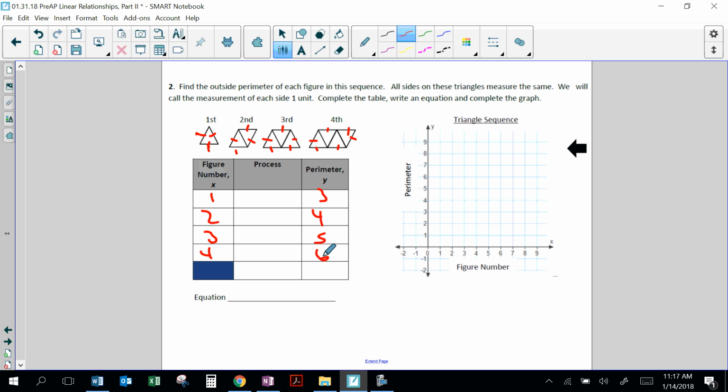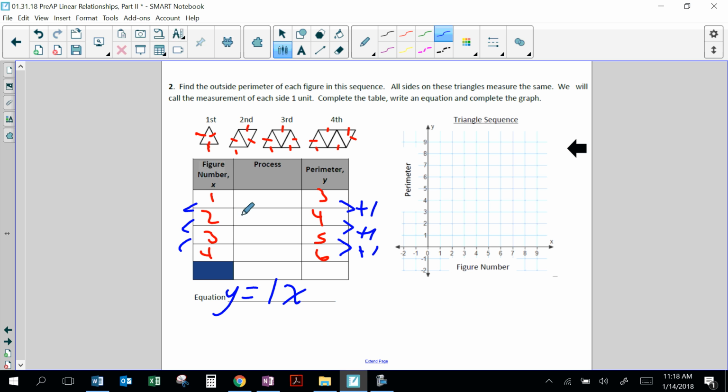So what is our equation? Just think about it. We started with figure number 1 having a perimeter of 3. And we added another triangle to it. But as you can see, the perimeter only went up by 1. Then we added another triangle, and the perimeter only went up 1. So what is the rate of change? It is changing by 1 for every one figure number. So y equals, and do we know which figure number to stop at? No, so it's 1x. Is that just the formula? Just 1x. y equals 1x.